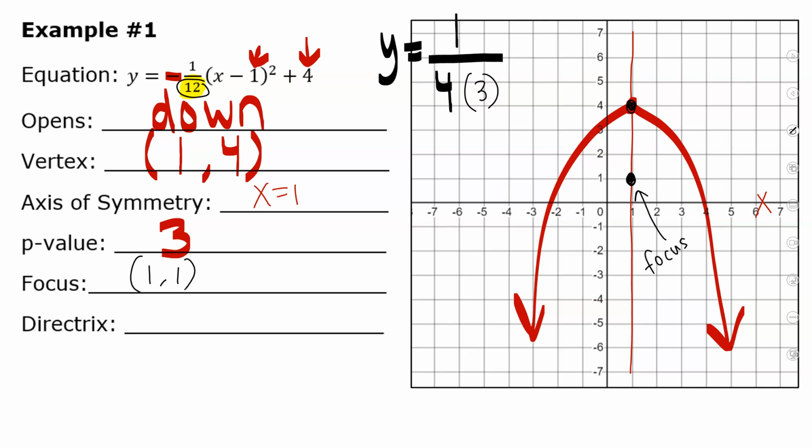Now I'm going to go 3 spaces outside of the parabola. This is right here. So that's where my line will be. That's my directrix. So your p value tells you where to draw it. That's the directrix. Okay, this crosses the y-axis at 7. So my directrix is y equals 7.